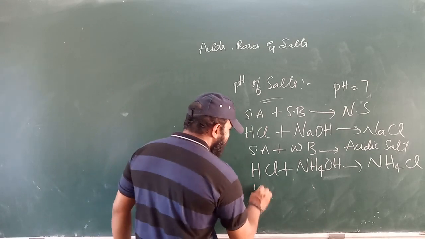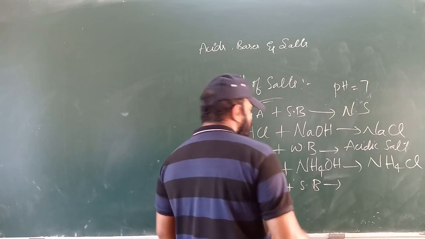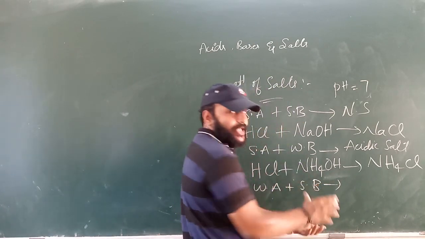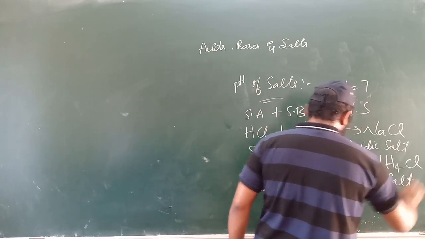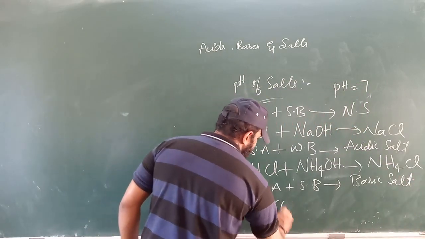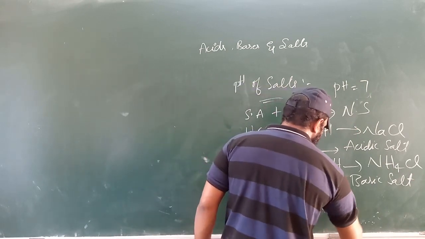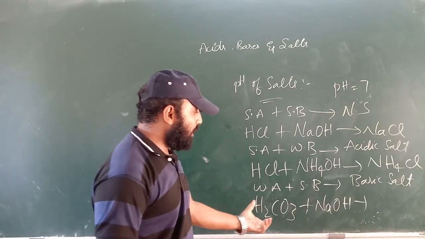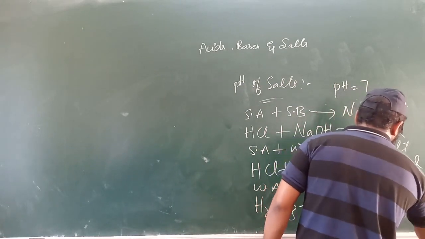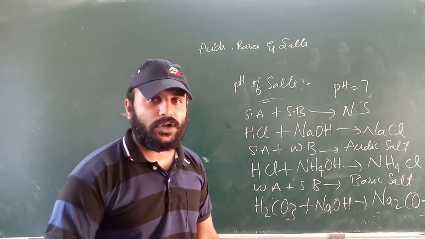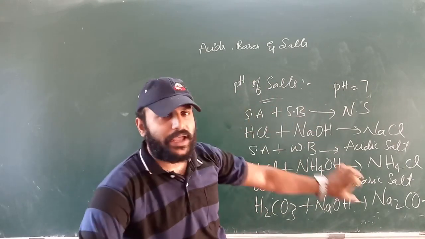When we react a weak acid with a strong base, what is the salt we will get? We will get a basic salt. For example, I will take H2CO3, carbonic acid. For the strong base I will take NaOH. When you react it with sodium hydroxide, we will get sodium carbonate, Na2CO3. Understood? That is when you will get acidic salt, basic salt, and neutral salt. So when we react a weak acid with a weak base, what will we get?